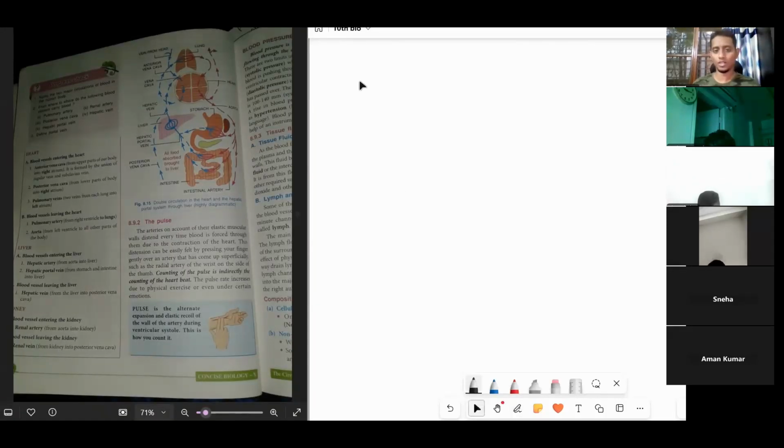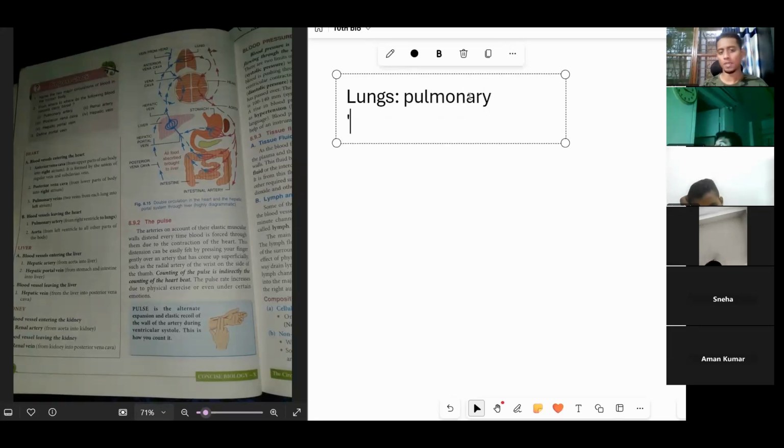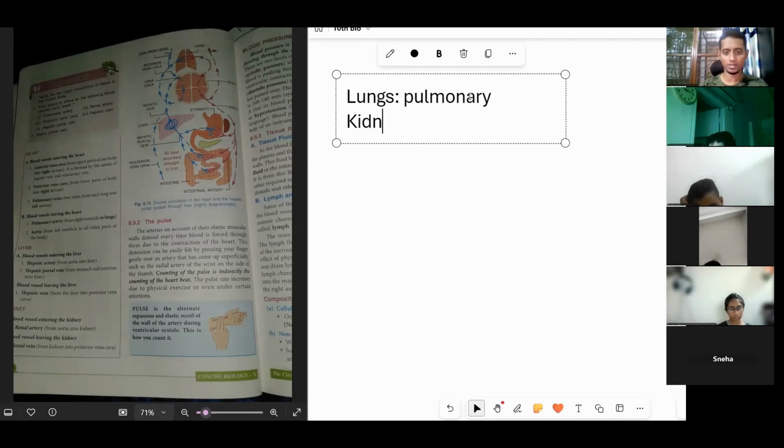There are some words that you need to know. What word do we use for lungs, like veins or arteries going to or coming out of the lungs? Pulmonary. Then kidneys. We're not studying them yet, but we'll be studying it. What do you call the artery or vein going in and coming out of the kidney? Renal. Just keep these words in mind, write them down somewhere.